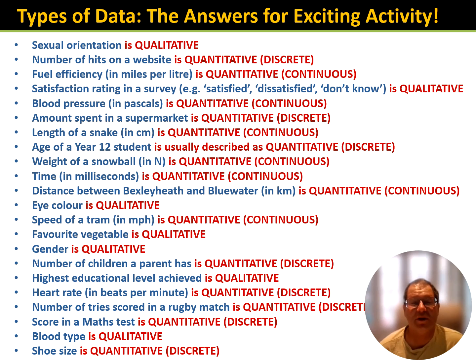I am just going to mention the one that says age of a year 12 student, because as you can see, it says it's usually described as quantitative discrete. And that's because if you ask a year 12 student how old they are, they're probably going to say they're 16 or 17. They're not going to say they're 16.54321789, whatever. Okay, but theoretically, of course, if you were to count the number of milliseconds or whatever since you were born, then you're going to end up with a more precise value. Okay, but age is normally described as quantitative and discrete.